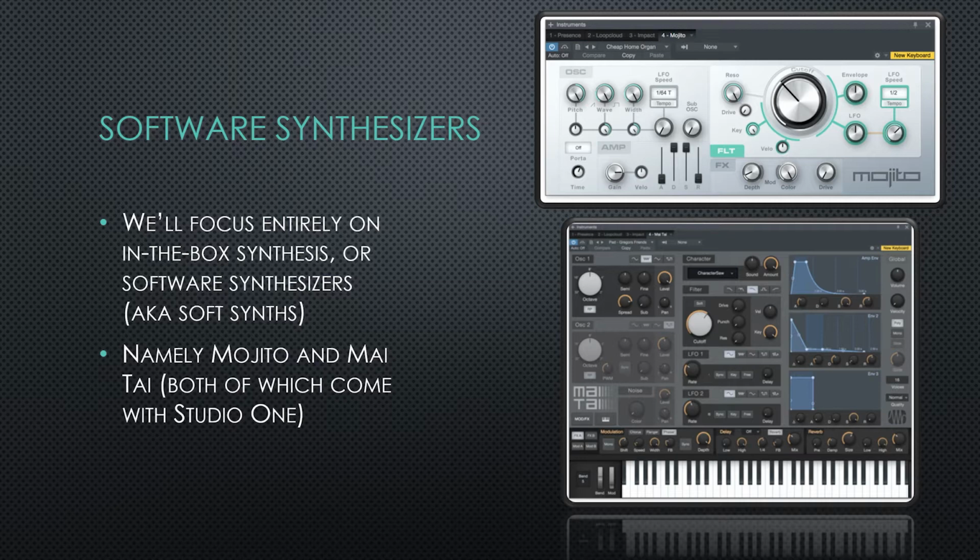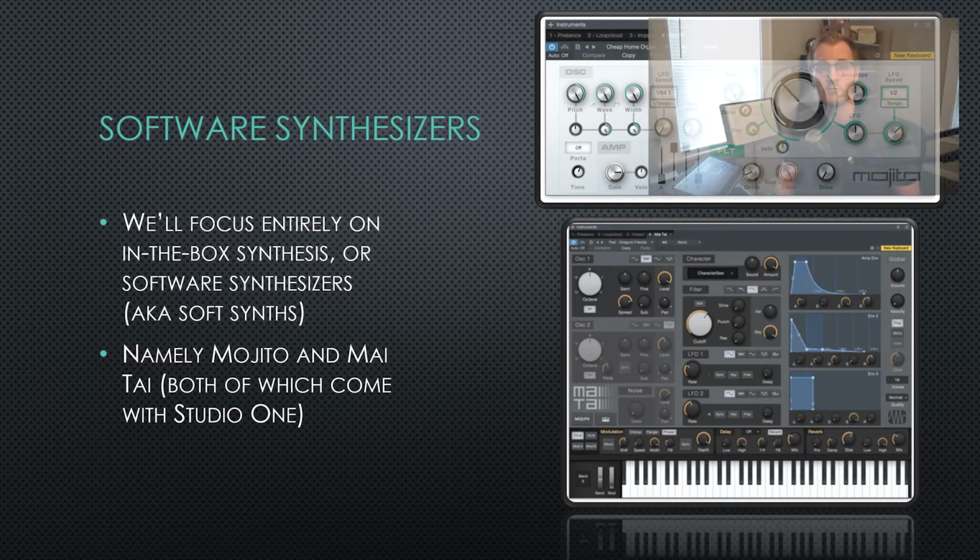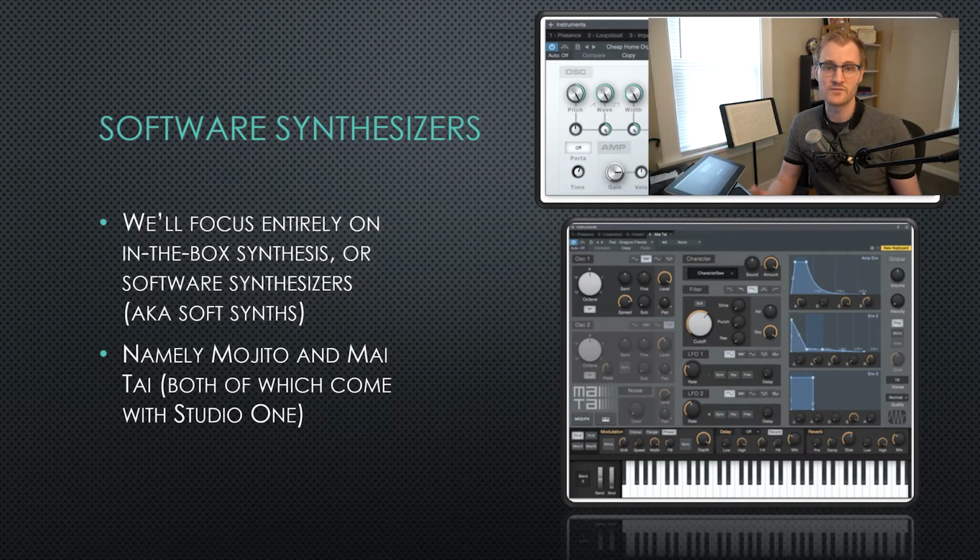Mojito is the synth that came with earlier versions of Studio One, and then as the software progressed, they added Mai Tai. Mai Tai is a bit more robust and has some more options and features and can overall be a bit more creative for sound design. So while we will show Mojito a little bit, we'll really focus on Mai Tai in terms of both teaching synthesis and sound creation. And it is, despite being the synthesizer that comes with a digital audio workstation, quite robust, and you can get some really great sounds out of it once you understand how it operates.